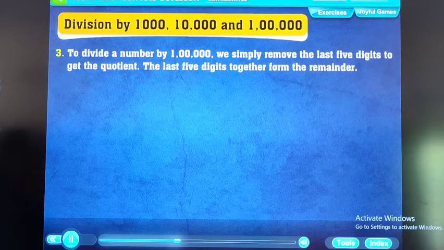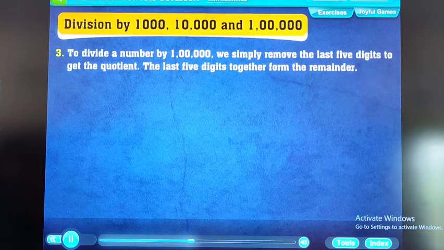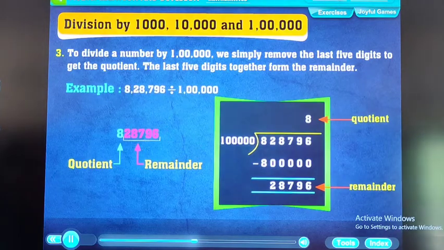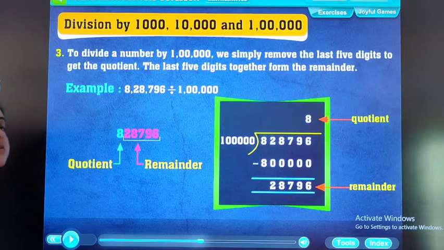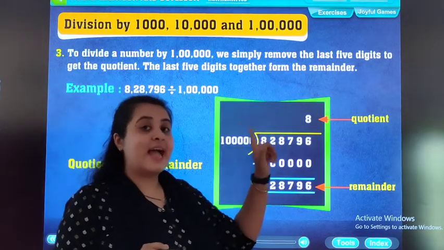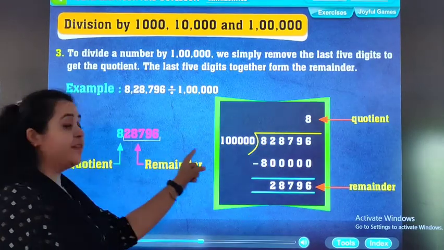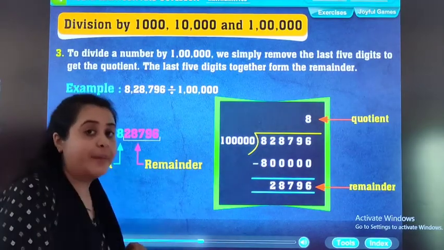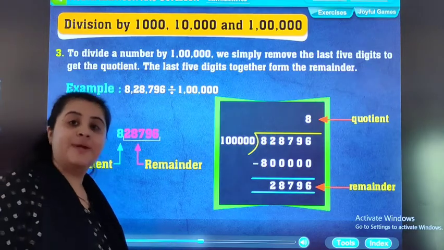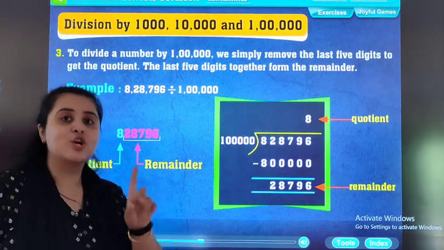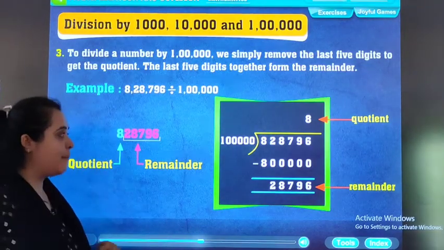To divide a number by 1,00,000, we simply remove the last 5 digits to get the quotient. The last 5 digits together form the remainder. Example, 8,28,796. Students, 1,00,000 has 5 zeros, right? So the last 5 digits will play the role of the remainder, and the remaining digits will act as the quotient. Here is one example given.